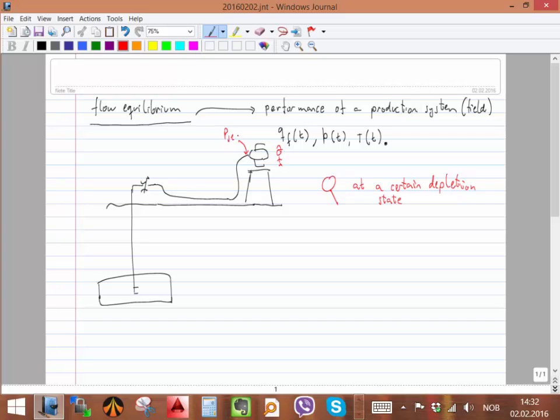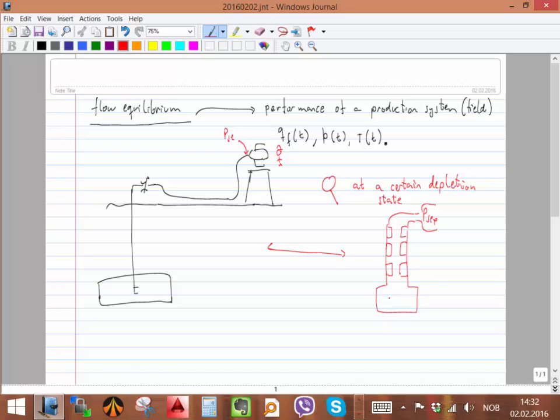But if we look at a certain depletion stage, if we make the analogy to a tank system, what is also constant here? The pressure inside this tank, the average pressure inside. I think we had this picture before, right? We had one restriction that was the reservoir, one restriction that was the tubing, and one restriction that was the pipeline. And at the end we reached this constant pressure.